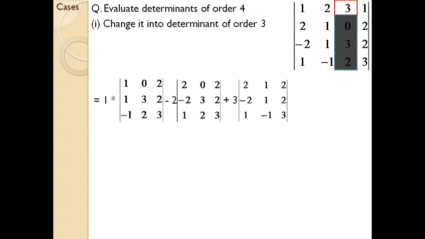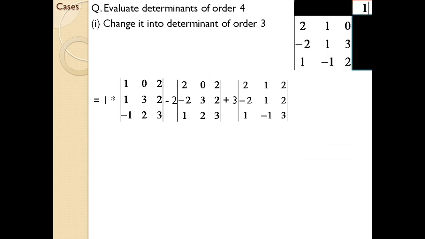So finally the last one is 1. As per the rule, the corresponding columns and the rows will be neglected, so the remaining items can be represented as minus 1. See, here the minus sign has to be put depending upon the computation. We begin with minus, plus, then minus. So minus 1 into the remaining elements within that determinant has to be represented in the order of 3. So 2, 1, 0, minus 2, 1, 3, 1, minus 1, 2.